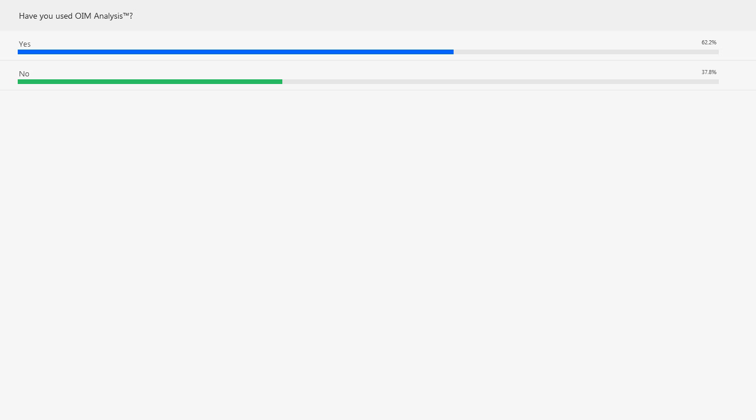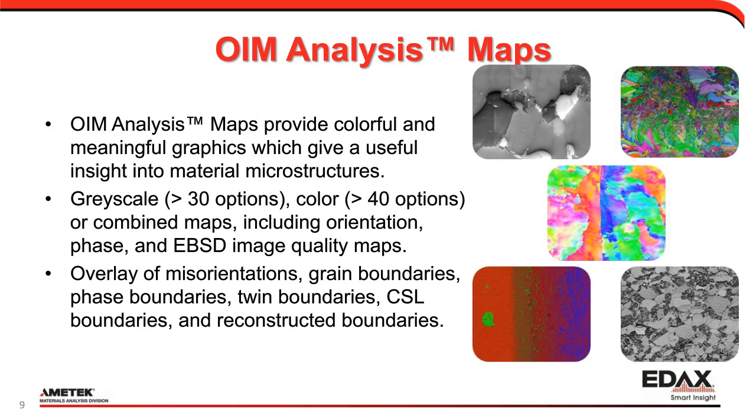So the first thing we generally get with OIM analysis, and probably one of the things that has driven the acceptance of the technique, are the maps. First of all, they're very colorful, they're very pretty, but they're also very meaningful and give a lot of information about the material microstructure. When we create these maps, there are lots of different options. We can do grayscale maps where we're shading black to white. We can do color maps. We can combine them. And then for any of these different map types, we can add on a variety of different types of misorientations, grain boundaries, phase boundaries, and special boundaries that give a view of the microstructure.